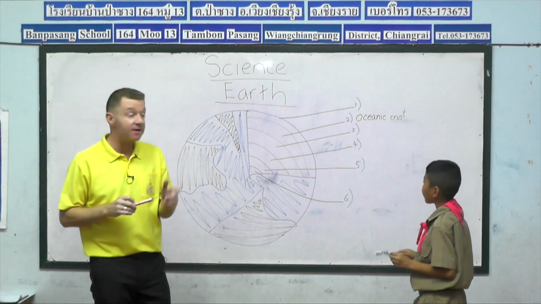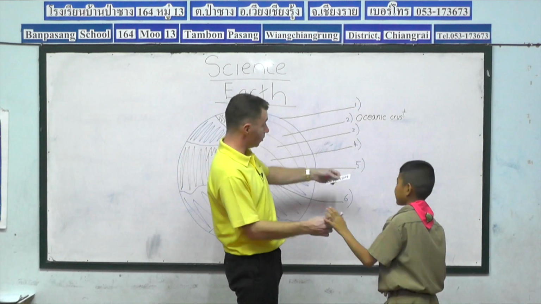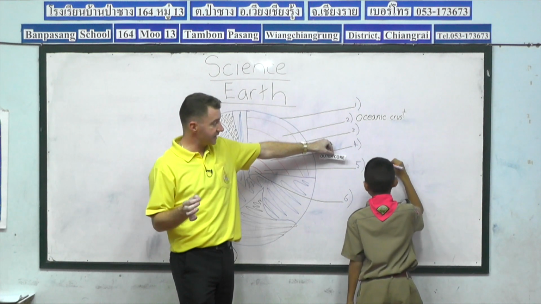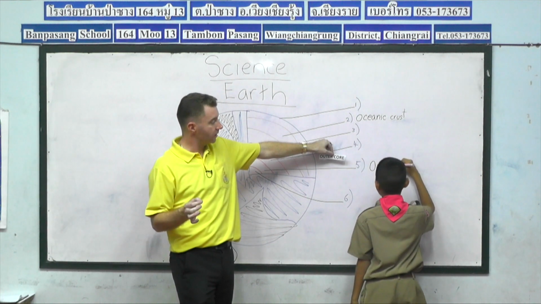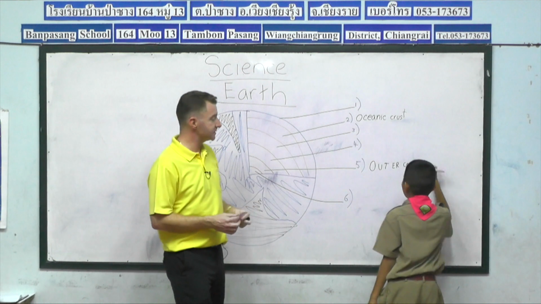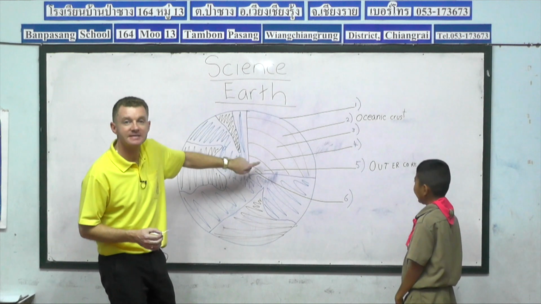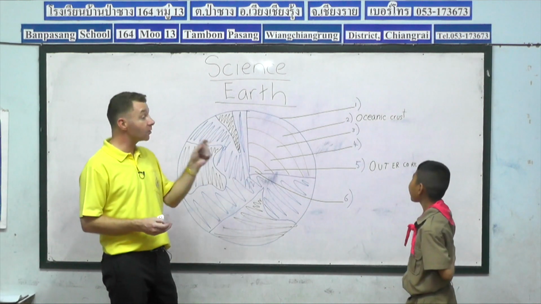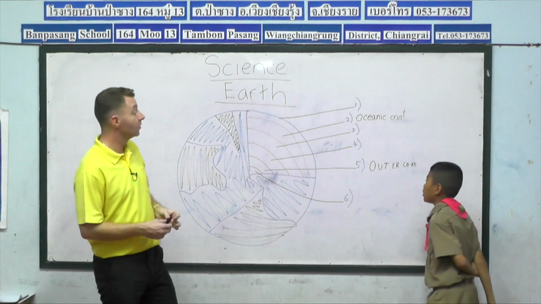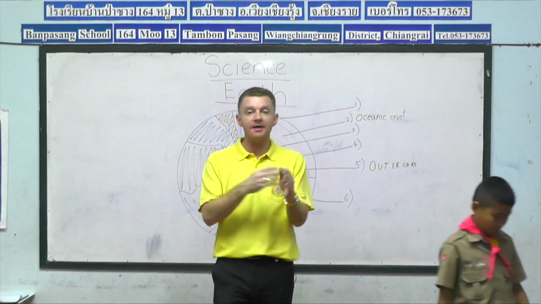Layer number 5, correct. So Pangpon, you have layer number 5. Can you write outer core next to number 5? So O, U, T, E, R. C, O, R, E. Yes, here the outer core is almost in the very center. The outer core is the second most inner layer. So we can all say together, guys, number 5, outer core. Pangpon, that was brilliant. High five and a big round of applause for Pangpon, please, guys.